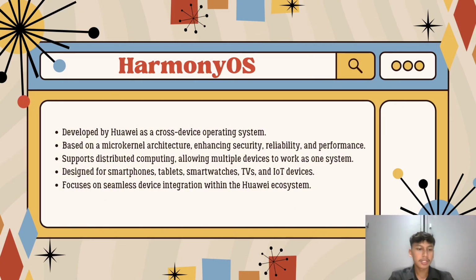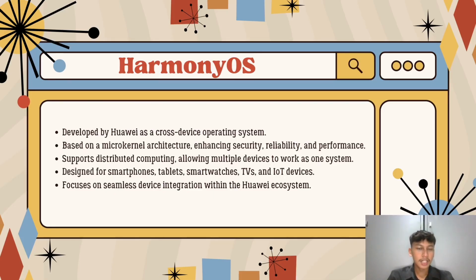Next, HarmonyOS supports distributed computing, allowing multiple devices to work as one system. This means that users can seamlessly switch between devices without interrupting their workflow. For example, if you are watching a video on your Huawei smartphone, you can instantly transfer it to your tablet or smart TV without lag or disconnection. Similarly, you can use your smartphone as a keyboard or controller for other HarmonyOS powered devices.